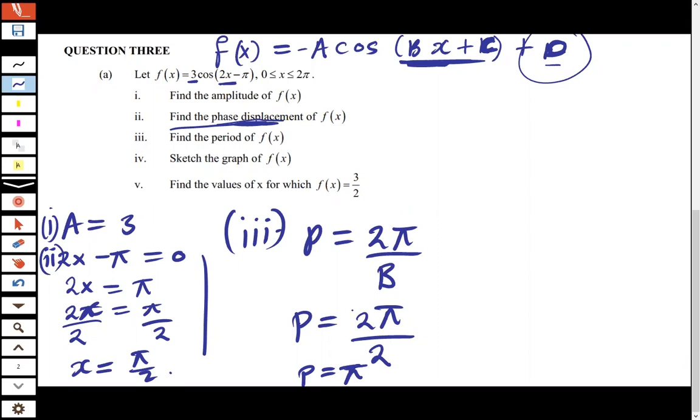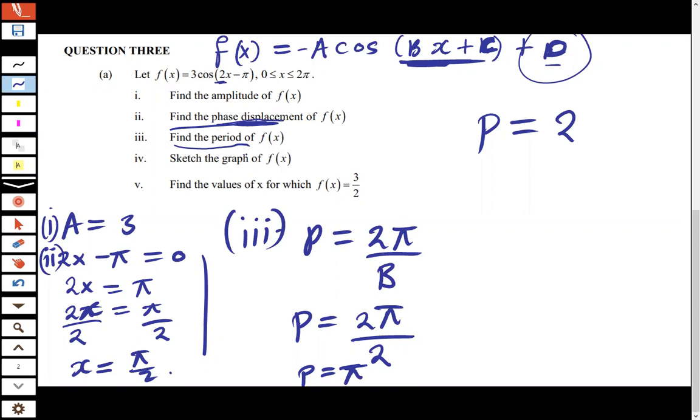What this means is that one cycle is complete within the distance that is equivalent to pi. If, let's say, the period is equal to 2, it means that it takes 2 seconds or 2 units to complete one cycle. So in this case, it takes pi units to complete one cycle for this trigonometric function. Okay, so we're done with the third part, which is finding the period. For the period, you just divide 2 pi by the coefficient of x there. The fourth part here is asking us to sketch the graph.